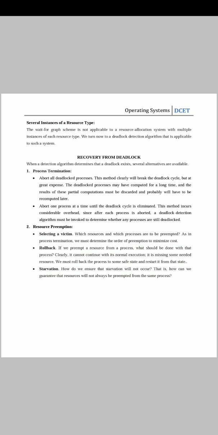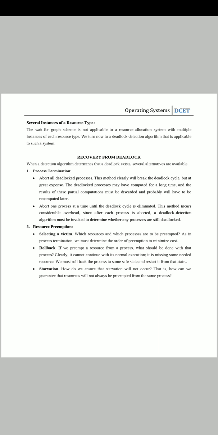The second method is resource preemption. In the first part, we terminated the process. In the second part, I use resource preemption. Resource preemption is nothing but preempting the resources allocated to the processes. I am taking back those resources from the processes. We have three concepts under this one.